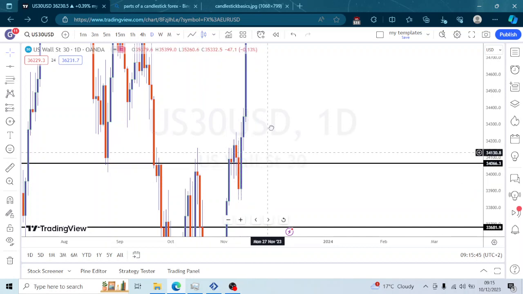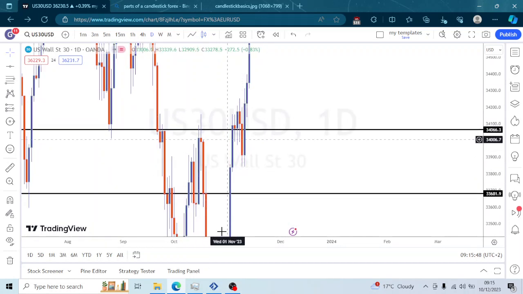Reading this one candlestick, looking at the structure. We're in a bullish structure, and we rejected at this level as well and closed with a momentum candle. We went back above the 34,000 level. Remember the psychological levels. There's 34,000 right there. We went back above, created a momentum candle.